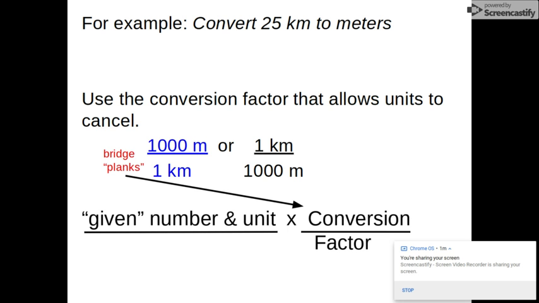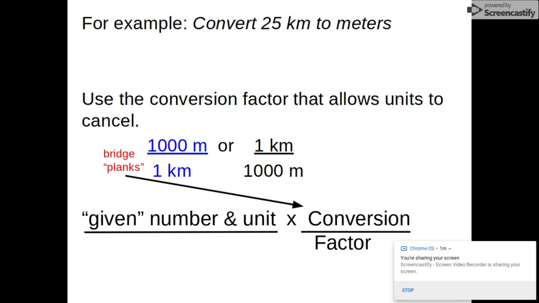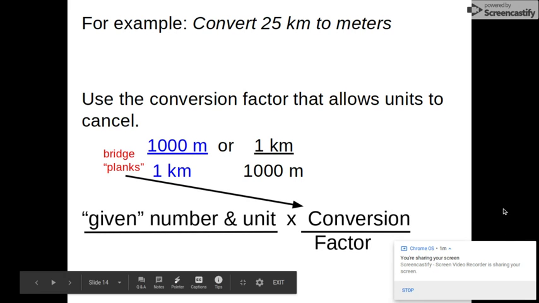So in this particular case, we're converting 25 kilometers into meters. That is going to be our given number in unit, our given value. And then on the other side, I would write out over here on the other side the destination. Okay, so when you're building a bridge, you're not just going to build off into some random distance. You're going to build toward an endpoint, toward a goal, toward a destination. Okay, so always write out what your goal is.